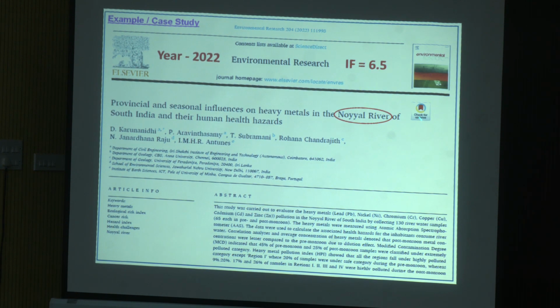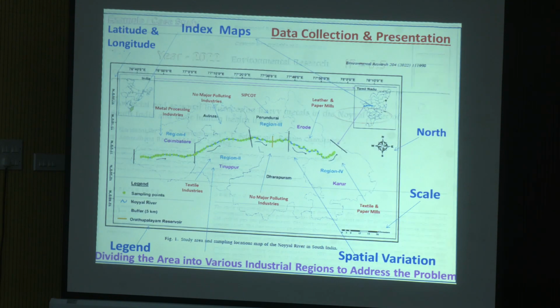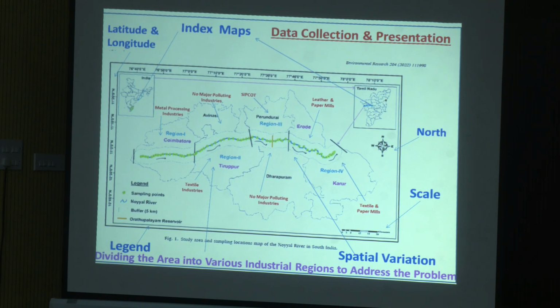So some studies were carried out in Noyal River. You know, this is the highly polluted river in Tamil Nadu, because it passes through industrial area, right? You see how we have presented our data. If you want to present your data, initially, this is the Noyal River system. You should give an index map.